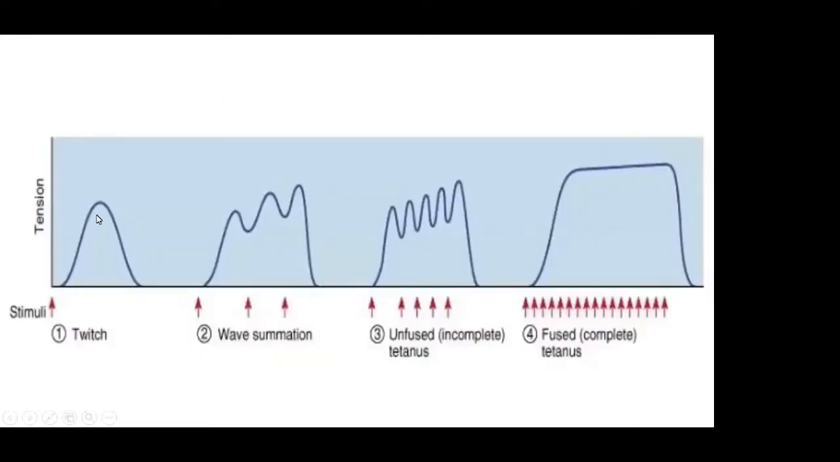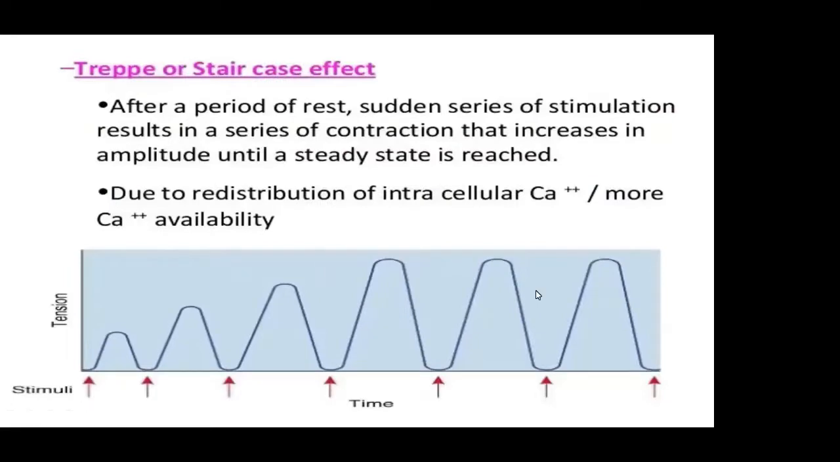So you can see simple muscle twitch. This is simple muscle twitch. Here you can see there is summation of waves that is occurring. And here you can see relaxation incomplete in between. This is the clonus phenomena. And here you can see summation of contraction that has occurred. That is the phenomena of tetanus.